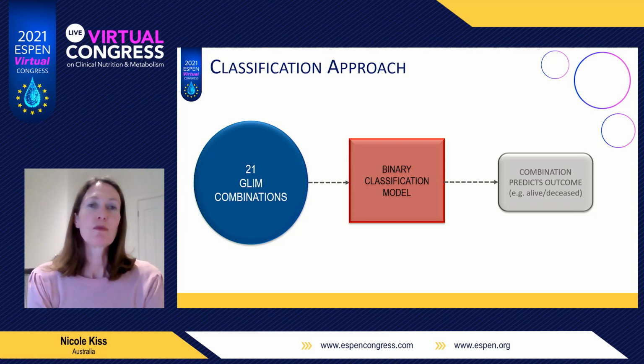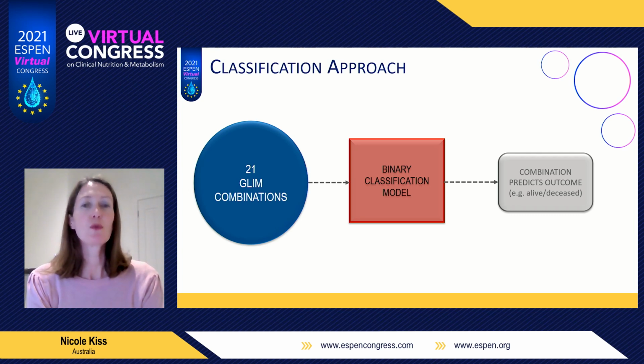There are multiple different machine learning approaches that can be used in healthcare. Our project will use a supervised classification approach, where the 21 possible GLIM combinations will be input into a binary classification model to determine the GLIM combinations that are most important for predicting an adverse outcome. As you can see in the example on the screen, this could be alive or deceased.